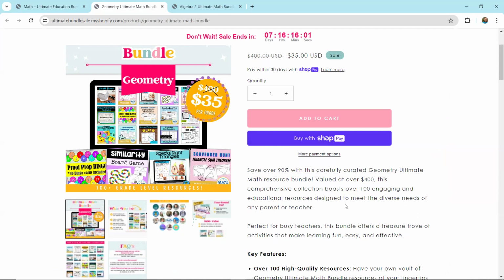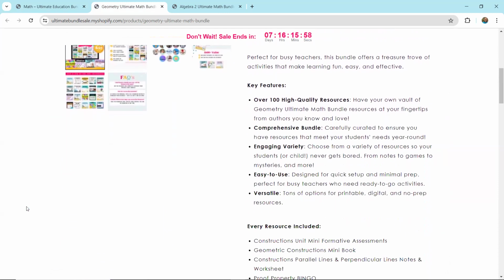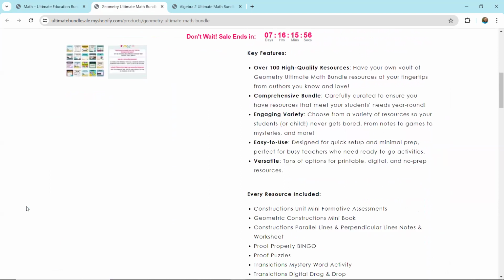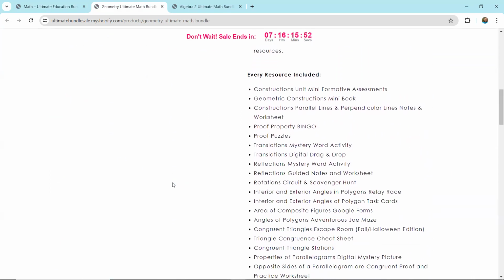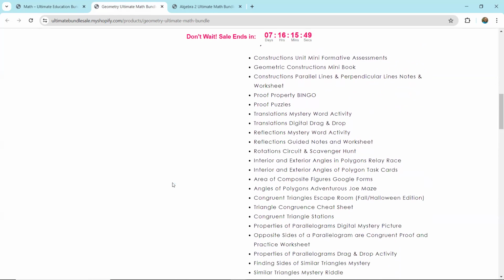They're all downloadable. As soon as you pay for it, you get access to everything and you can download everything. So here's the list. This is crazy. That's me on top. That first one's from me. A whole unit of many little formative assessments on constructions. Constructions activities and test questions can be hard to come by.